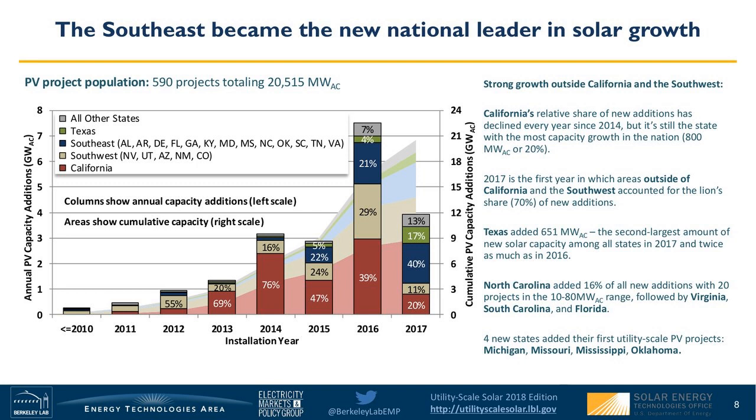Last, we've seen a couple of new states with the first utility-scale PV installations larger than 5 megawatts AC, and that's Michigan, Missouri, Mississippi, and Oklahoma.